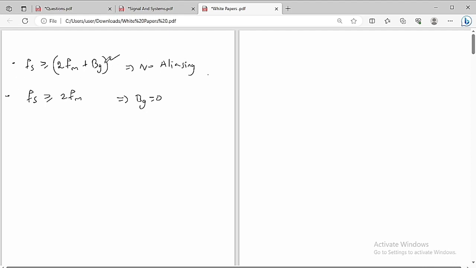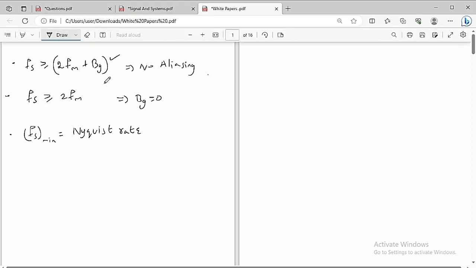If Bg is equal to 0, we get a special case, which is Fs equal to 2 times Fm. The minimum sampling frequency for no aliasing is called the Nyquist frequency or Nyquist rate. We can call it either way. This you always have to keep in mind: the minimum sampling frequency is called the Nyquist frequency or the Nyquist rate. You have to remember Fs is greater than or equal to 2 times Fm plus Bg for no aliasing to occur. If Bg is not equal to 0 you get a picture like this, and if Bg is equal to 0 you get a picture like this. These things you always have to keep in mind.